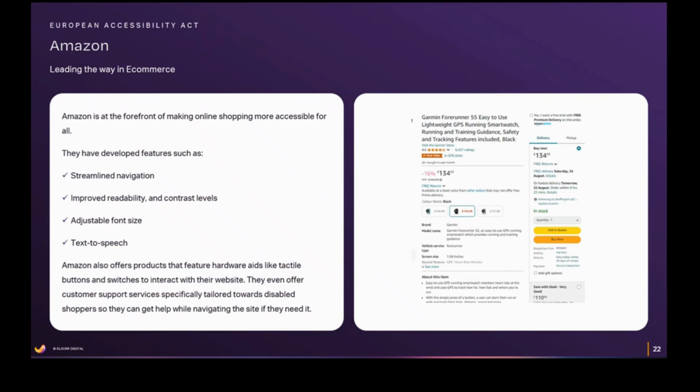Obviously, that's also backed up by Alexa. So every single one of us could sit in our own living room and ask Alexa to add something to a basket for us or order something to a basket for us, and it will come and it will arrive. And that's huge for accessibility. That ability to not have to even go to a website to get what you need out of it is huge. So the last thing we're going to mention on Amazon is they even offer customer support services, which are specifically tailored towards disabled shoppers, so that they can help while navigating the site if needed.